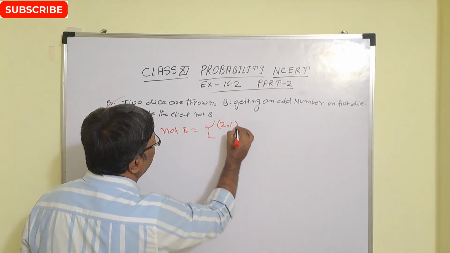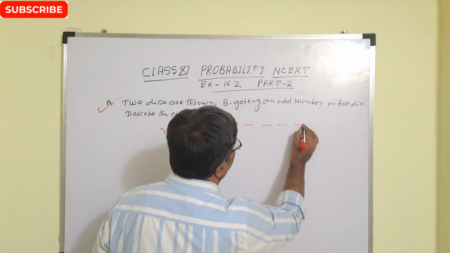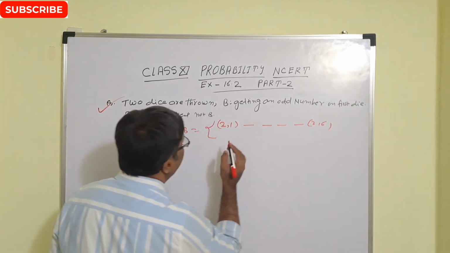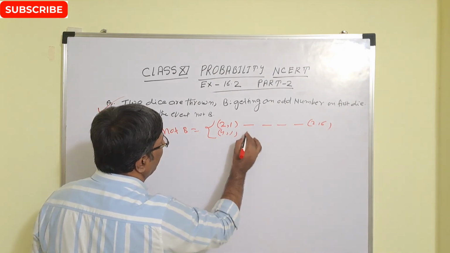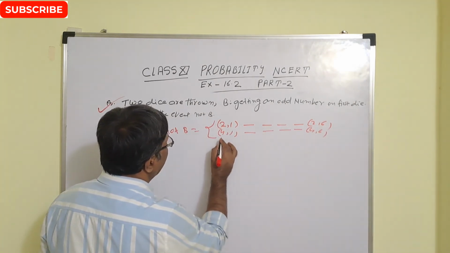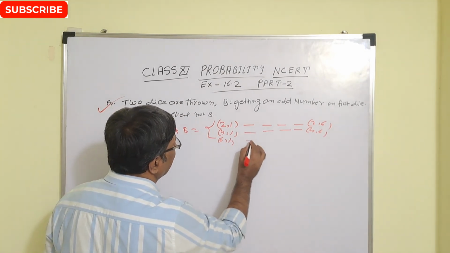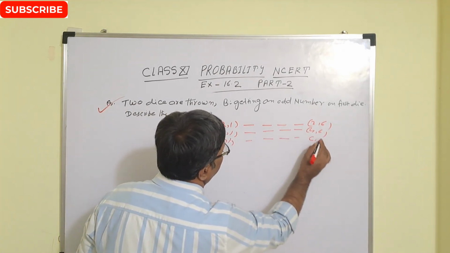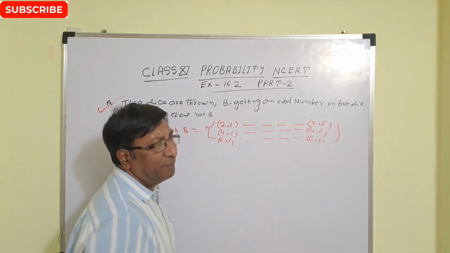So this is 2 1, 2 2, 2 3, 2 4, 2 5 and 2 6. In the same way this is 4 1, 4 2, 4 3, 4 4, 4 5 and 4 6. And here what is 6? So 6 1, 6 2, 6 3, 6 4, 6 5 and 6 6. These are the correct answers.